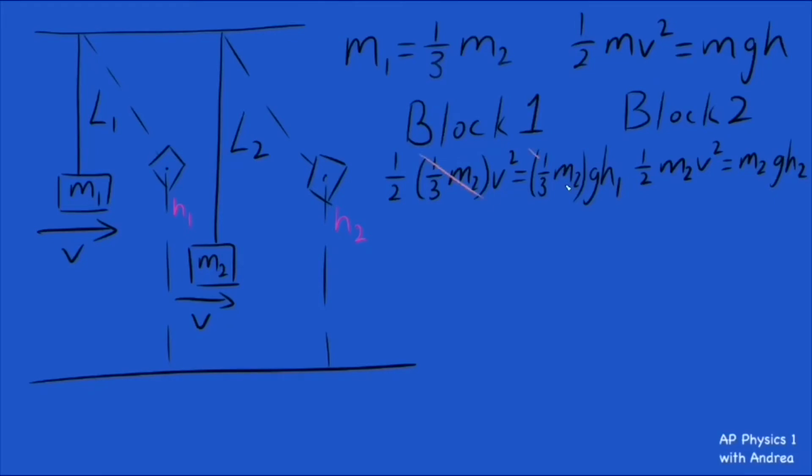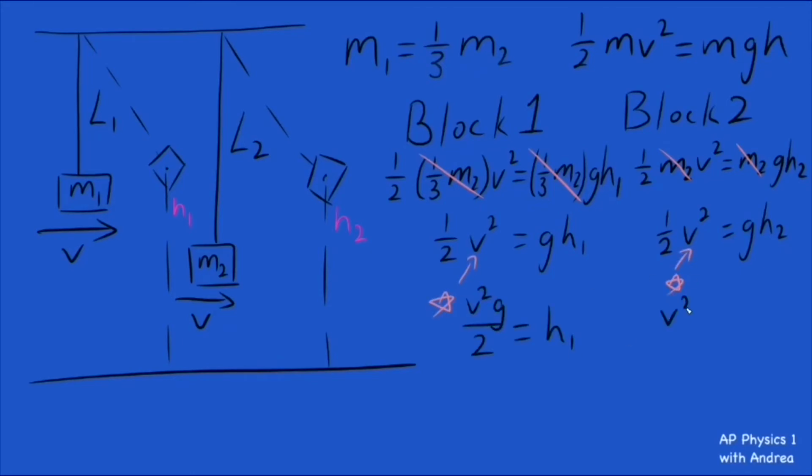In the equation, the masses cancel out for both block systems. You can see that the maximum height the block reaches only depends on the initial velocity of the blocks. Since both velocities are equal, both blocks reach the same maximum height.